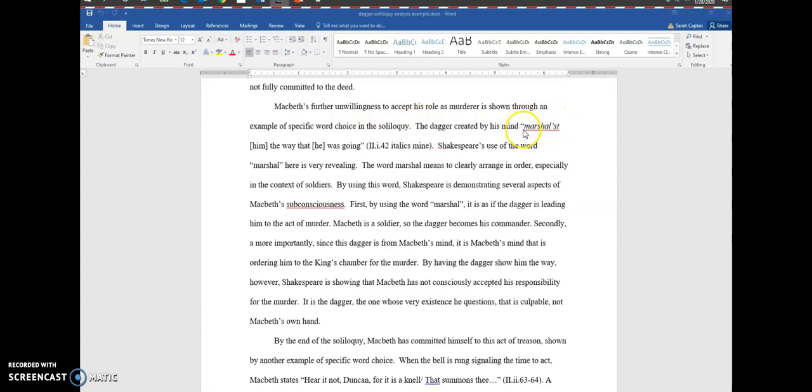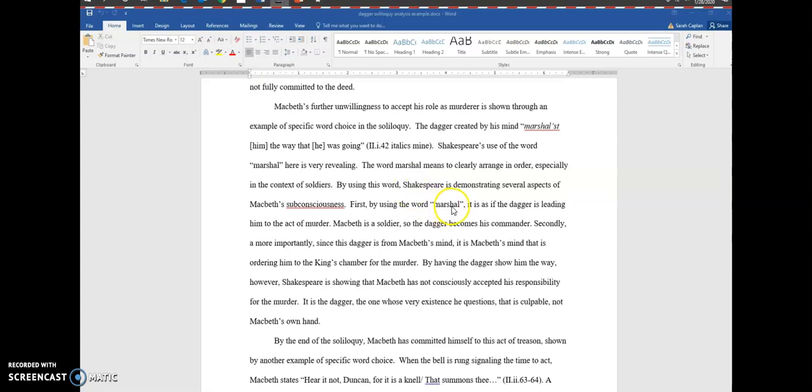Here's the word that I've chosen, the word marshals. I've given the quote, I've cited it. I have defined the word. I've provided a little of a context or a connotation, but I've defined the word, and now I'm into my analysis by using this word Shakespeare. Remember, we're focused here on Shakespeare's intent, is to demonstrate several aspects of Macbeth's subconsciousness.